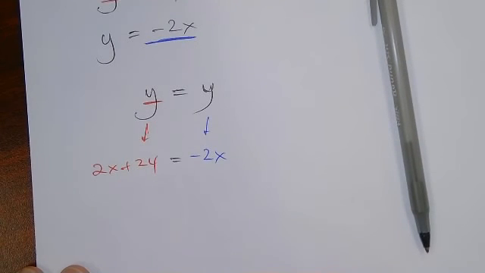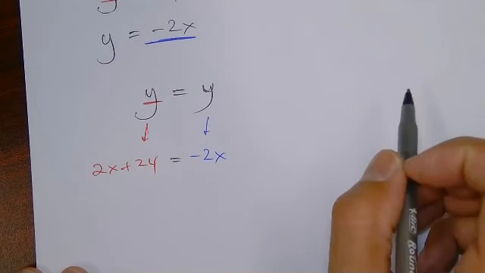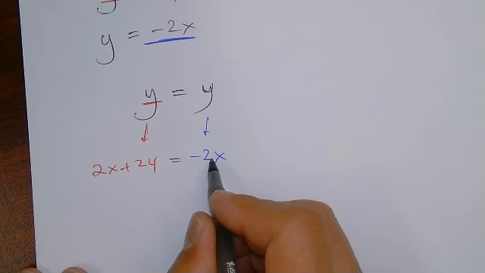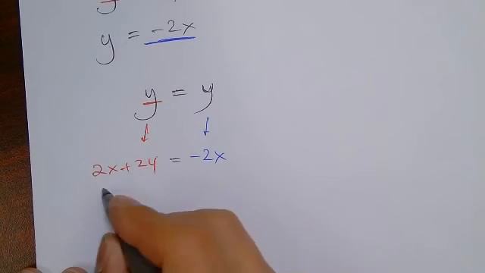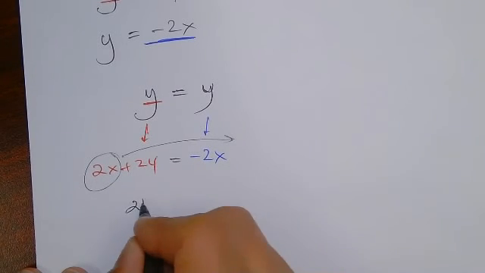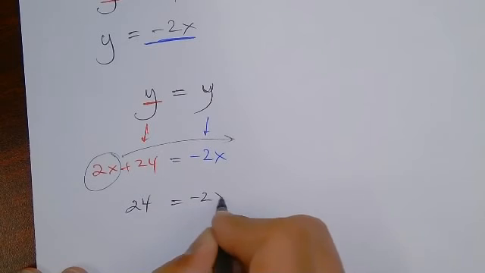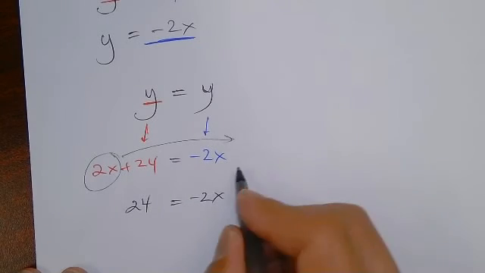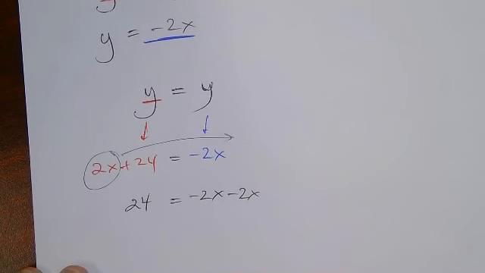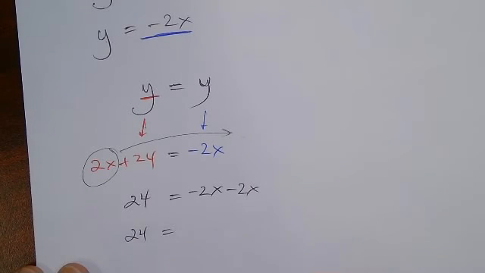And then you'll be left with one variable to solve for. Okay, so solve for this variable. Since the number's over here, I'm going to move this over here. So that'll be 24, which is positive, is equal to this negative 2x. And when this positive moves that way, it's going to turn negative.